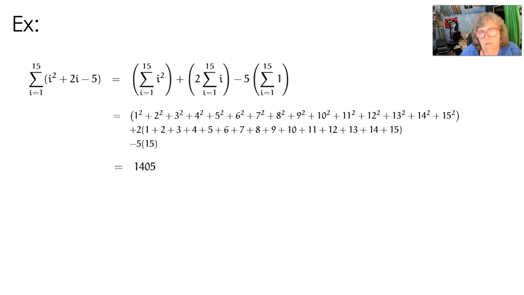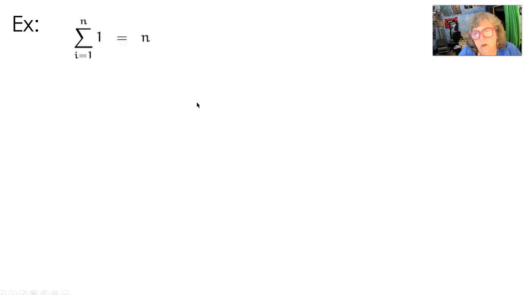There should be some theorems. There should be some formulas. We should be able to simplify this so it's not so crazy. And there is. We already noticed this one. Notice that if I add up 1, going from 1 to n of 1, I'm adding up 1 plus 1 plus 1 plus 1, n times. I'm going to get n. Okay, so this is our first formula.